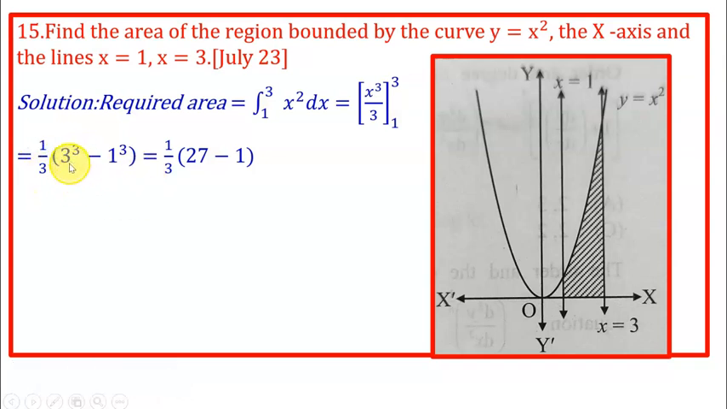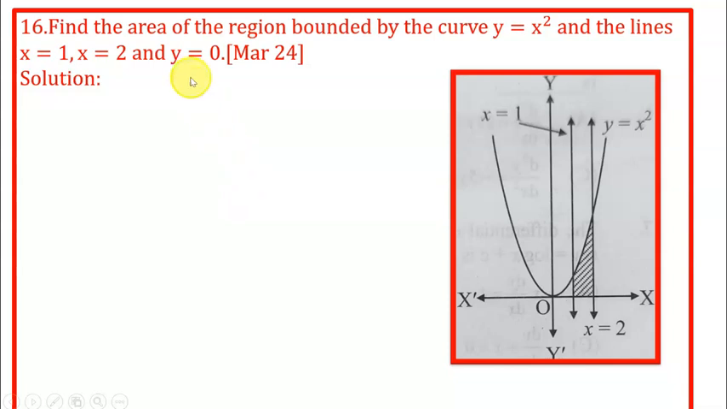1 by 3, 3 raised to 3 minus 1 cube. And that's equals to 1 by 3. 3 raised to 3 means what? 27 minus 1. That is 26. 26 upon 3. The required area is 26 upon 3 square unit.